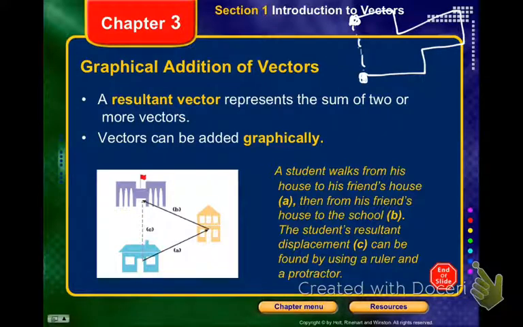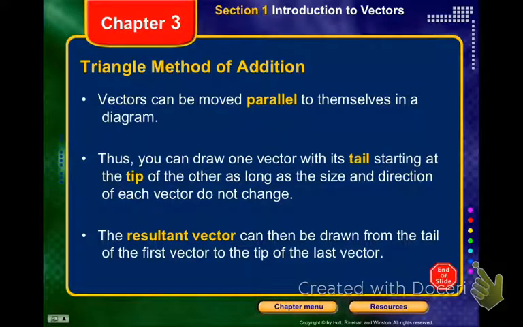To do this, we are going to look at something called the tip-to-tail method, or the triangle method of addition. Vectors can be moved parallel to each other. You can draw one vector with its tail starting at the tip of the other as long as the size and direction of each vector do not change. Again, that is called the tip-to-tail method. Your resultant can then be drawn from the tail of the first vector to the tip of the last vector.